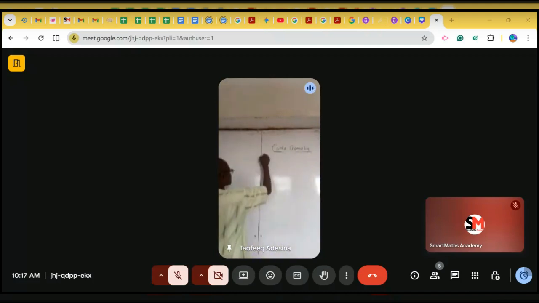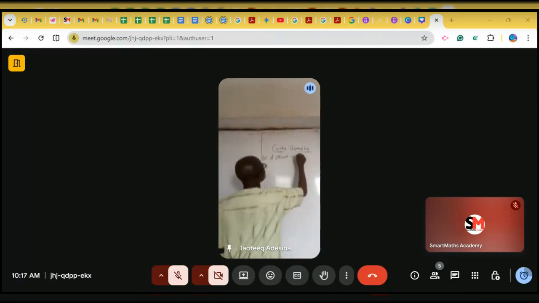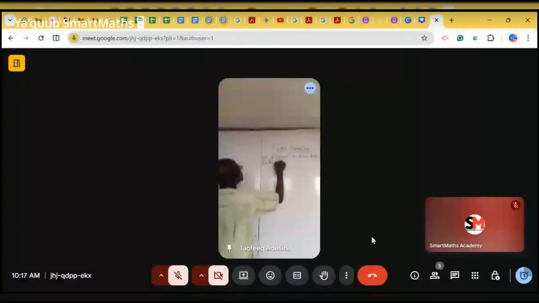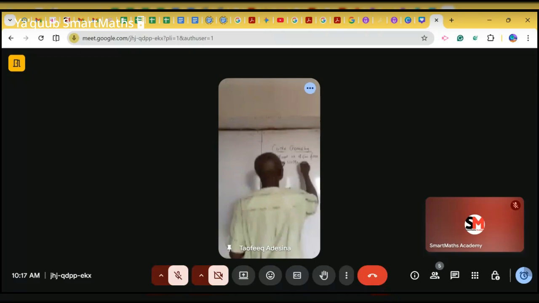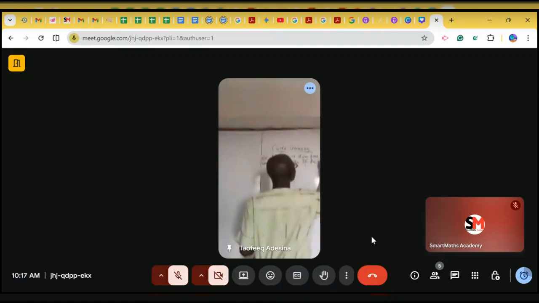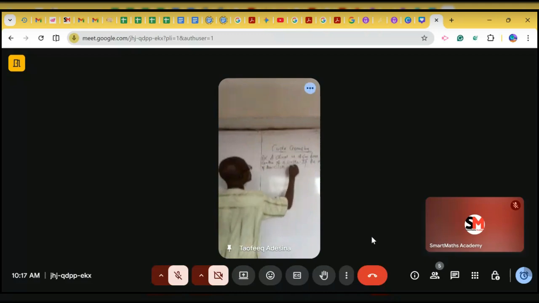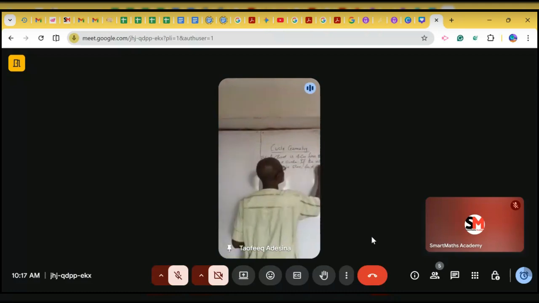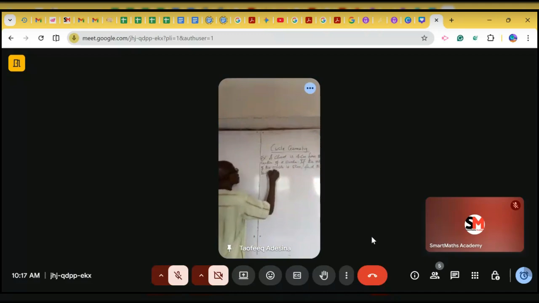Let's look at the first example here. If a chord is 4 centimeters from the center of a circle, if the radius of the circle is 5 centimeters, find the length of the chord.